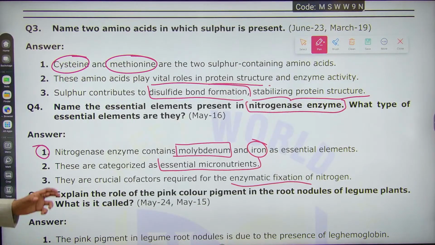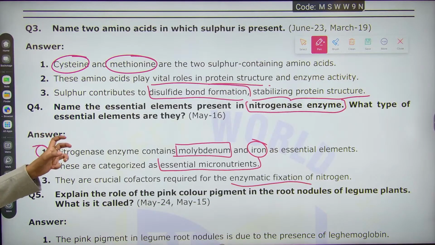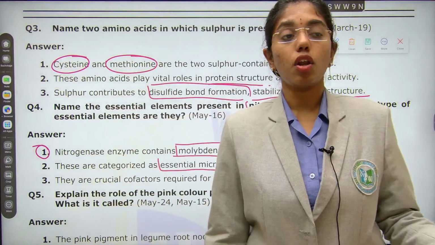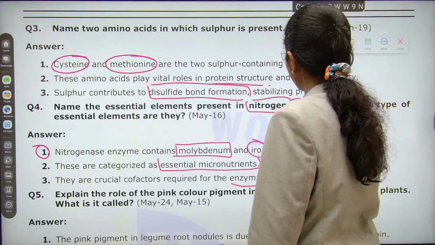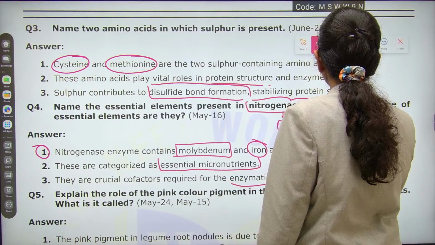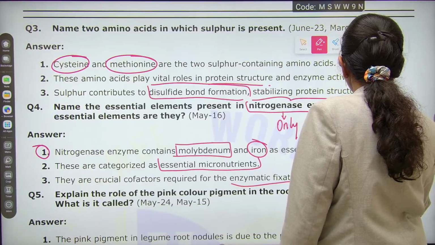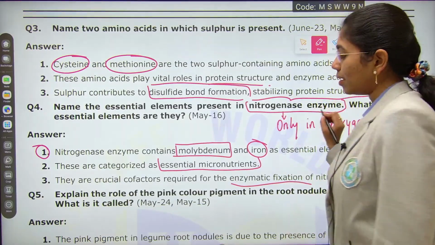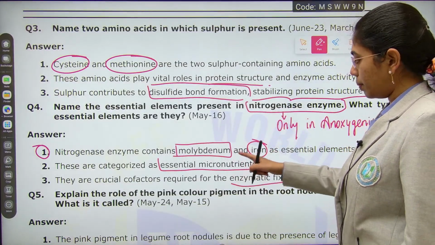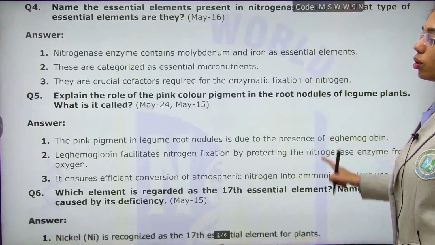One more important feature: if you want to write for nitrogenase enzyme, it will be functional only in anoxygenic conditions. This point also you can mention. Oxygenic conditions will make this enzyme inactive. And what are the elements to be highlighted? Molybdenum and iron. Both are under the micronutrients category.